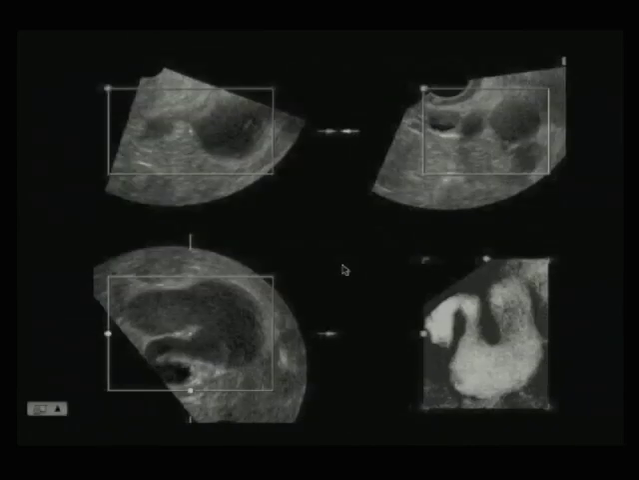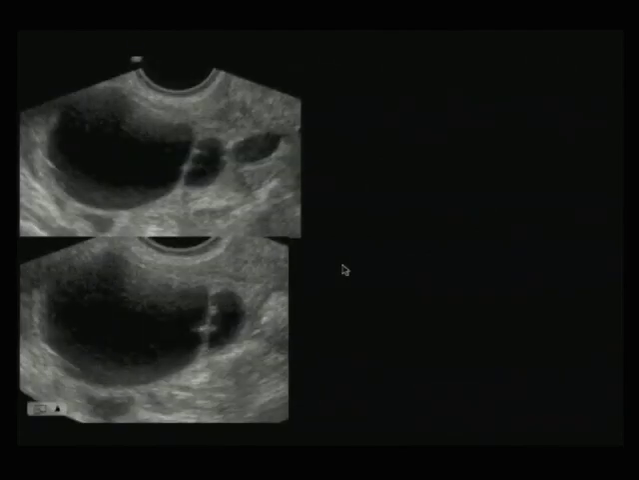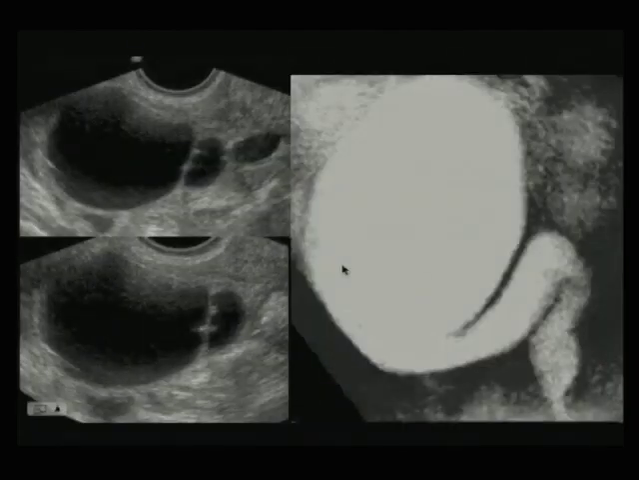Here's another example of a hydrosalpinx where we have made the cast, and then it doesn't matter what plane anything is in because you're imaging the entire volume, and you've made a cast of everything within that volume. Here's another example of a hydrosalpinx. Really easy to see once you have understood that you need to use 3D and make a cast to see what all these cystic areas are.